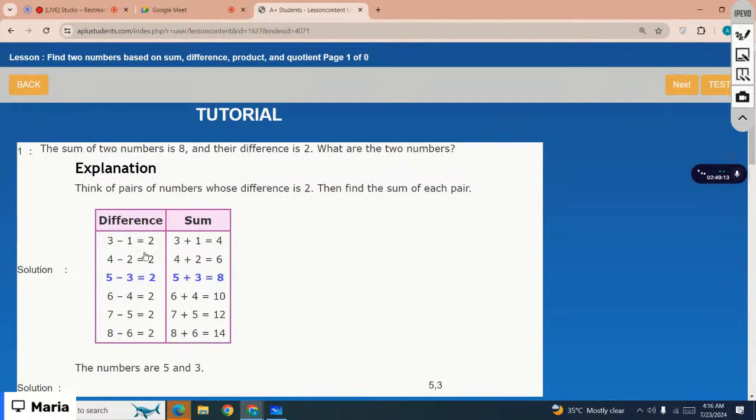The sum of two numbers is 8 and their difference is 2. What are the two numbers? So that's exactly the same because here you have to find the numbers with a sum and difference, right? So you have to do the same thing we did with the earlier lesson. That is 5 and 3 is the correct option, right? Because 5 take away 3 is 2 and 5 plus 3 is 8.